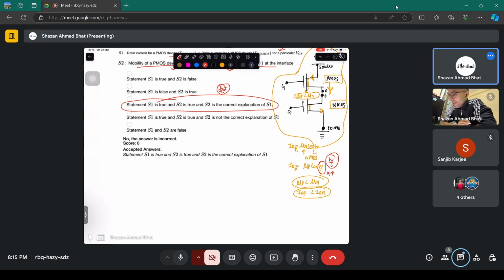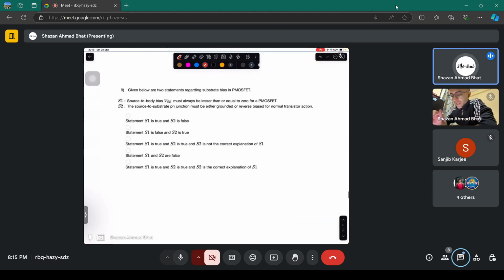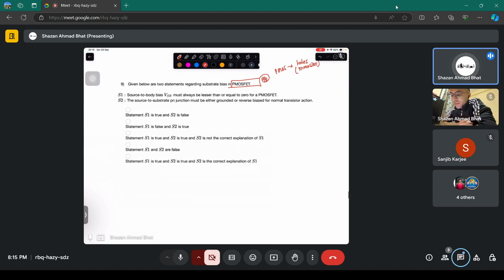Okay, and now question number 9. What is question number 9? Given this is substrate bias in a PMOSFET. Okay, that means it's PMOS. That means there are holes in the inversion channel. Source to body bias must always be lesser than or equal to 0 for a PMOS. The source to substrate PN junction must be either grounded or reverse biased for normal transistor action.